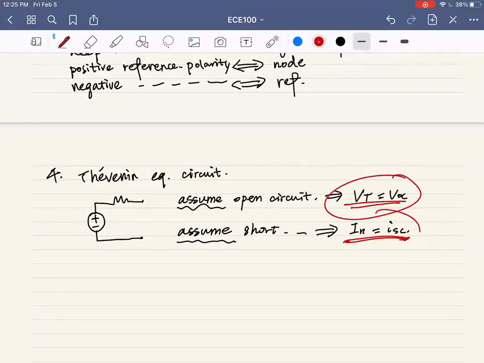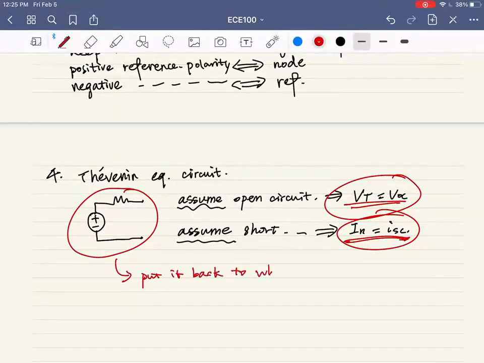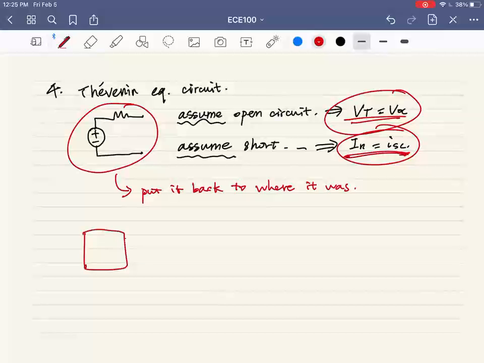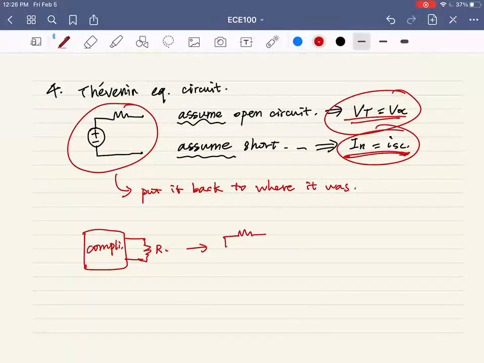And after we get this value, we will draw the equivalent circuit and then put it back to where it was. Which means that if there is a complicated circuit connected to a resistance, after you simplify the complicated circuit to a Thevenin equivalent, you should still connect it back to the original resistance. Okay?